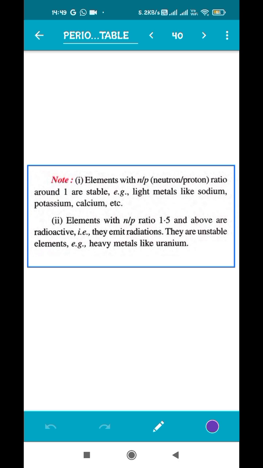Sometimes there are certain elements, generally the heavier elements, which, when we place them just like that without heating them or applying any sort of energy, start emitting radiations: alpha particles, beta particles, gamma radiations, etc. These types of elements are known as radioactive elements. So in elements where the N by P ratio is almost equal to 1, they do not show such radiation. But whenever their N by P ratio is 1.5 or more, they start emitting radiations. They are very unstable in nature. Unstable in the sense that whenever you keep them in a space without applying any sort of energy, they will start disintegrating. They will start losing these types of particles.